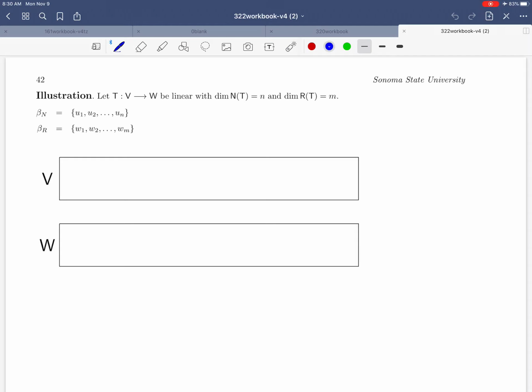Hello everybody, and welcome to page 42 in the workbook. On this page we're going to be working through an illustration that's going to lead us into some of the major theorems about this section 2.1 that we're doing. Okay, so let's read the setup here.